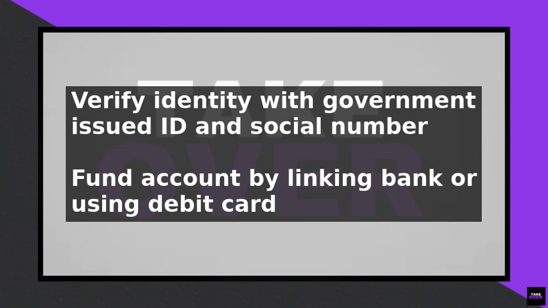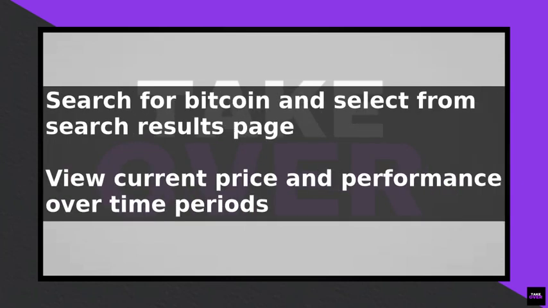You can choose to buy a specific dollar amount of Bitcoin, or you can specify the number of Bitcoins you want to buy. Review your order carefully before submitting it, and make sure you understand the risks involved in trading Bitcoin. To sell Bitcoin, tap on the Sell button and enter the amount you want to sell.